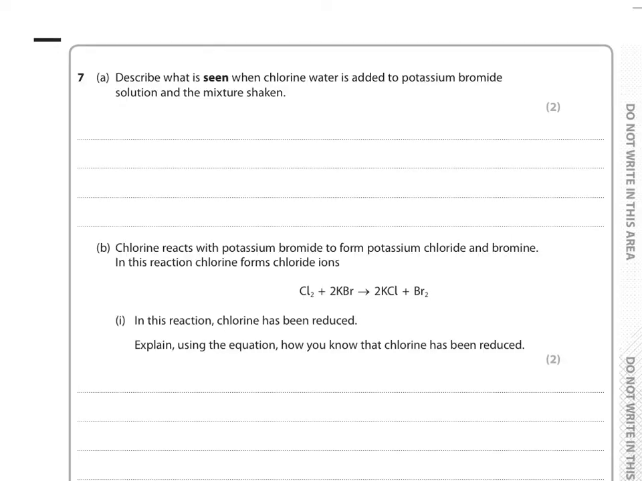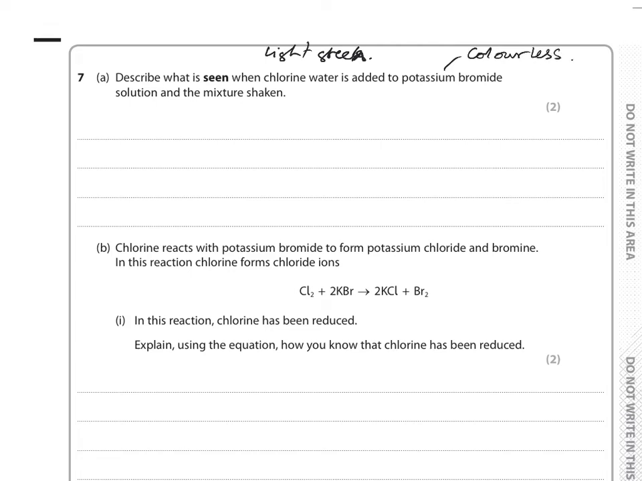Question 7 was another question that was poorly answered, and it's about the halogen displacement reactions, and it says describe what is seen when chlorine water is added to potassium bromide. Now, chlorine water is a very light green colour, but actually you didn't get any marks for saying light green. The key thing is that you recognised that potassium bromide is colourless.